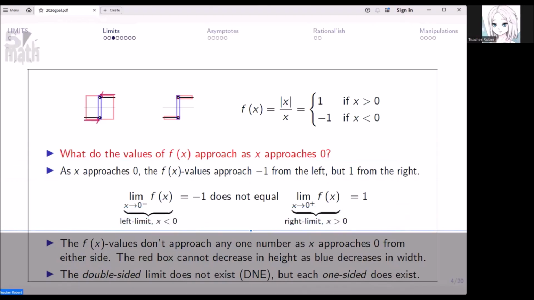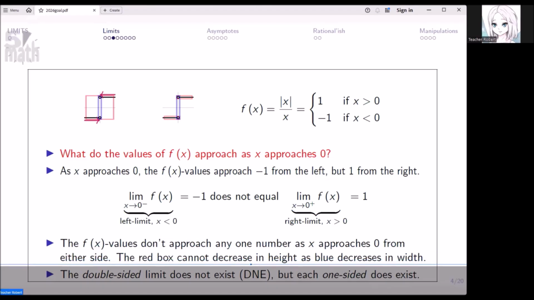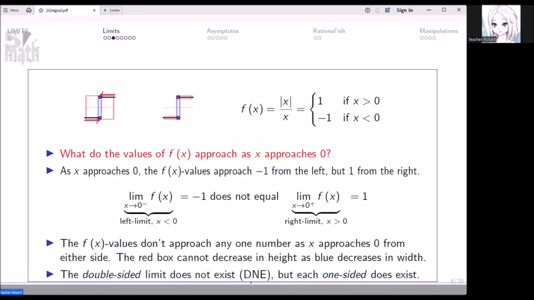The limit as x approaches 0 from the negative f of x equals minus 1 does not equal limit as x approaches 0 from the positive f of x equals 1. The f of x values don't approach any one number as x approaches 0 from either side. The red box cannot decrease in height as blue decreases in width. The double-sided limit does not exist, but each one-sided does exist.